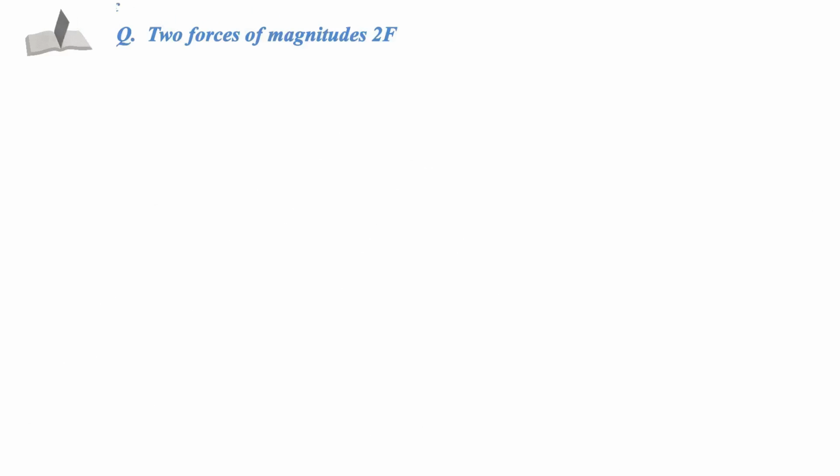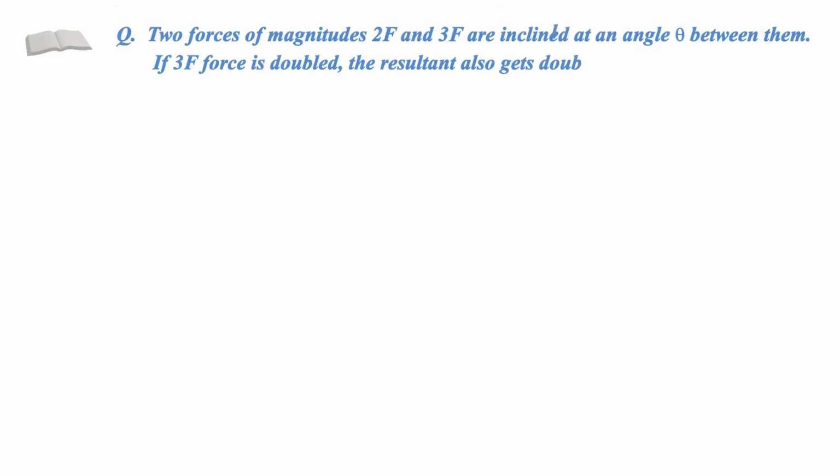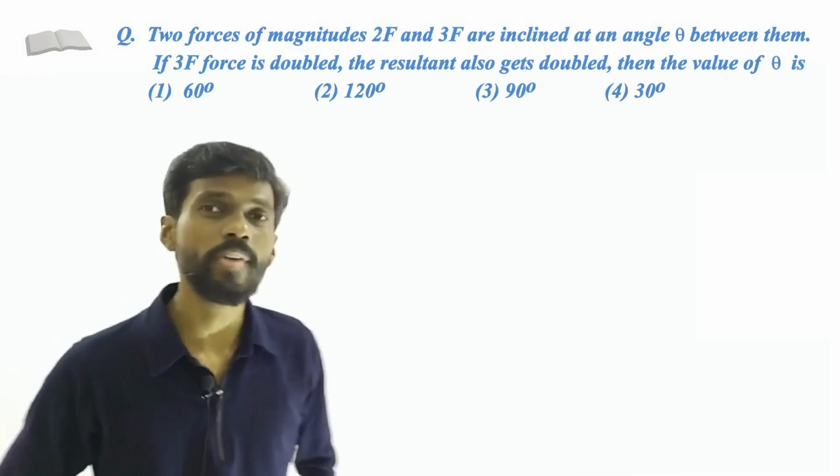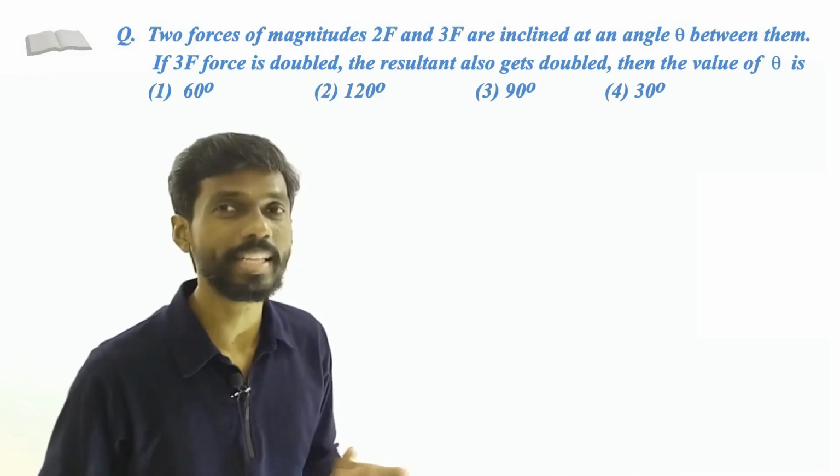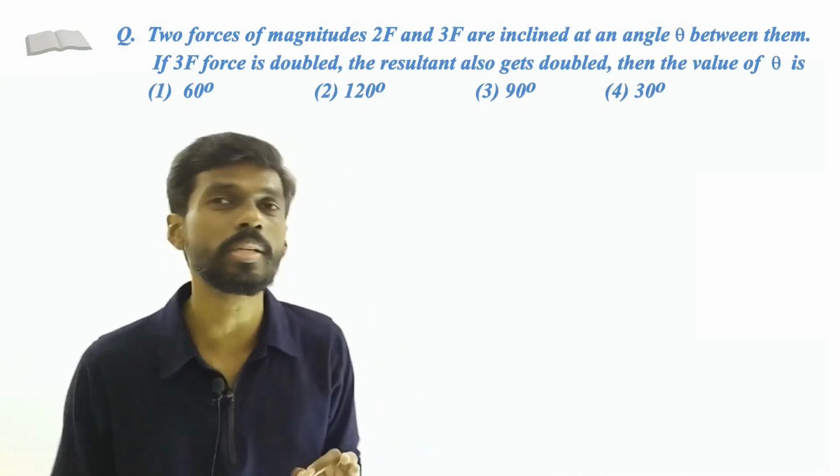Two forces of magnitudes 2f and 3f are inclined at an angle theta between them. If the 3f force is doubled, the resultant also gets doubled. The value of theta is? This is more of a vector question. It has nothing much to do with force, except that force is a vector. We just use the concept of vector here, right?